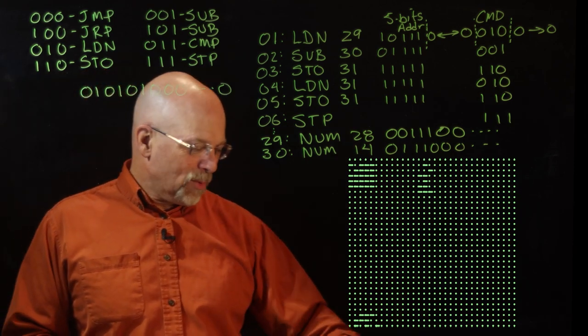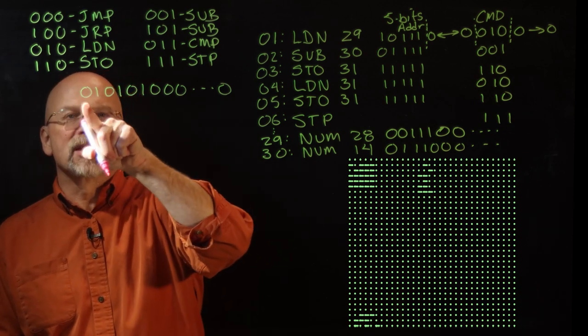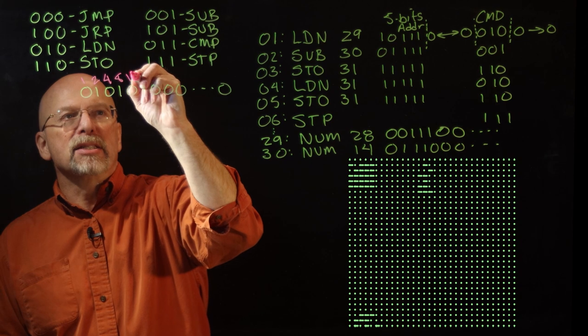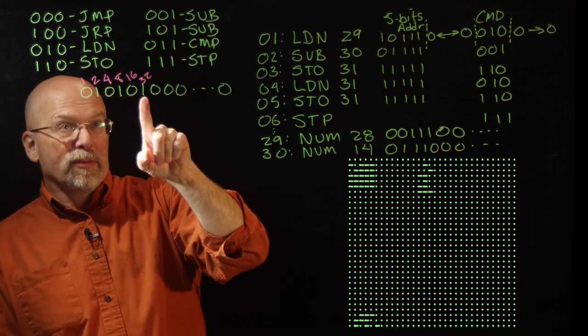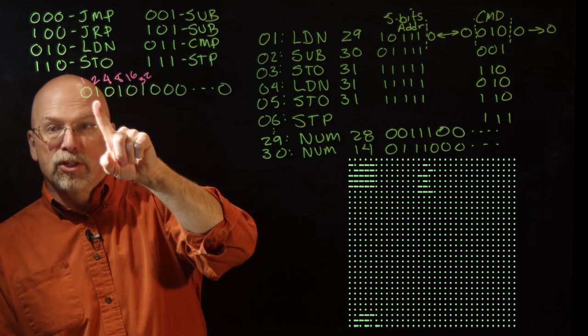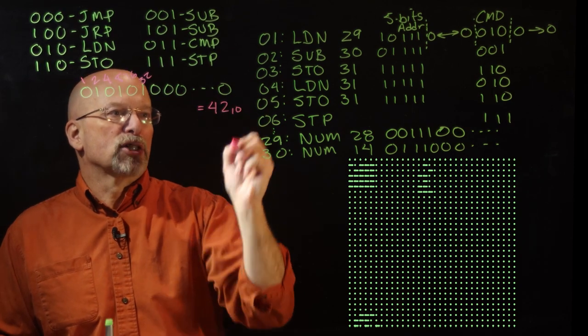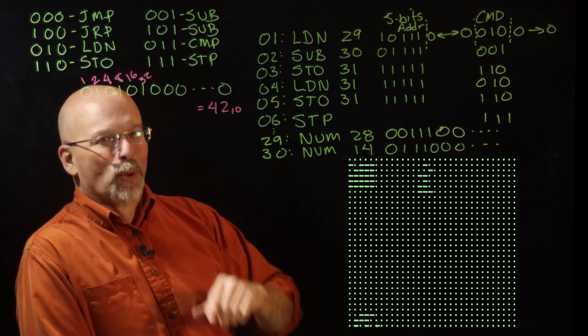What does that equal? Well, if we look at the powers of 2, starting with the least significant bit, this is the ones place, 2, 4, 8, 16, 32. It's as far as we need to go. So we have 32 plus 8, that's 40, plus 2, that's 42. So this is equal to a decimal 42. What's 28 plus 14? 42.